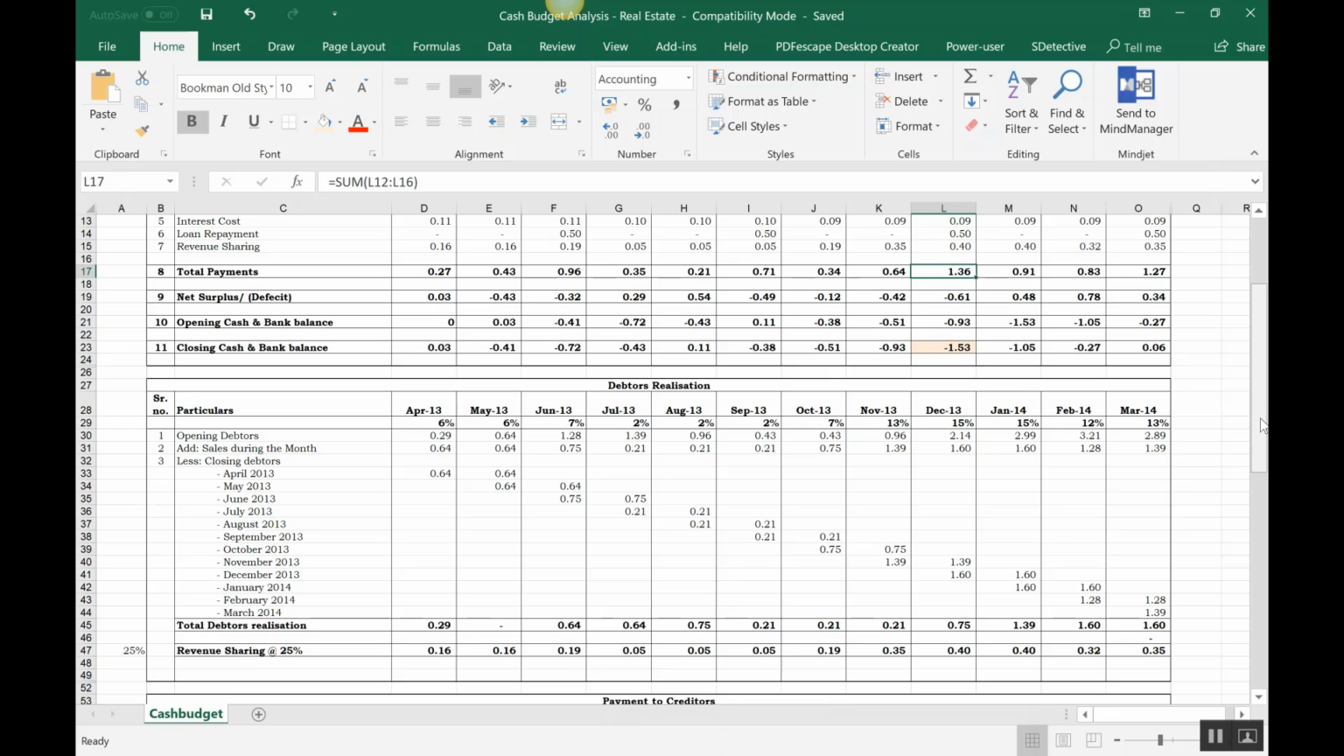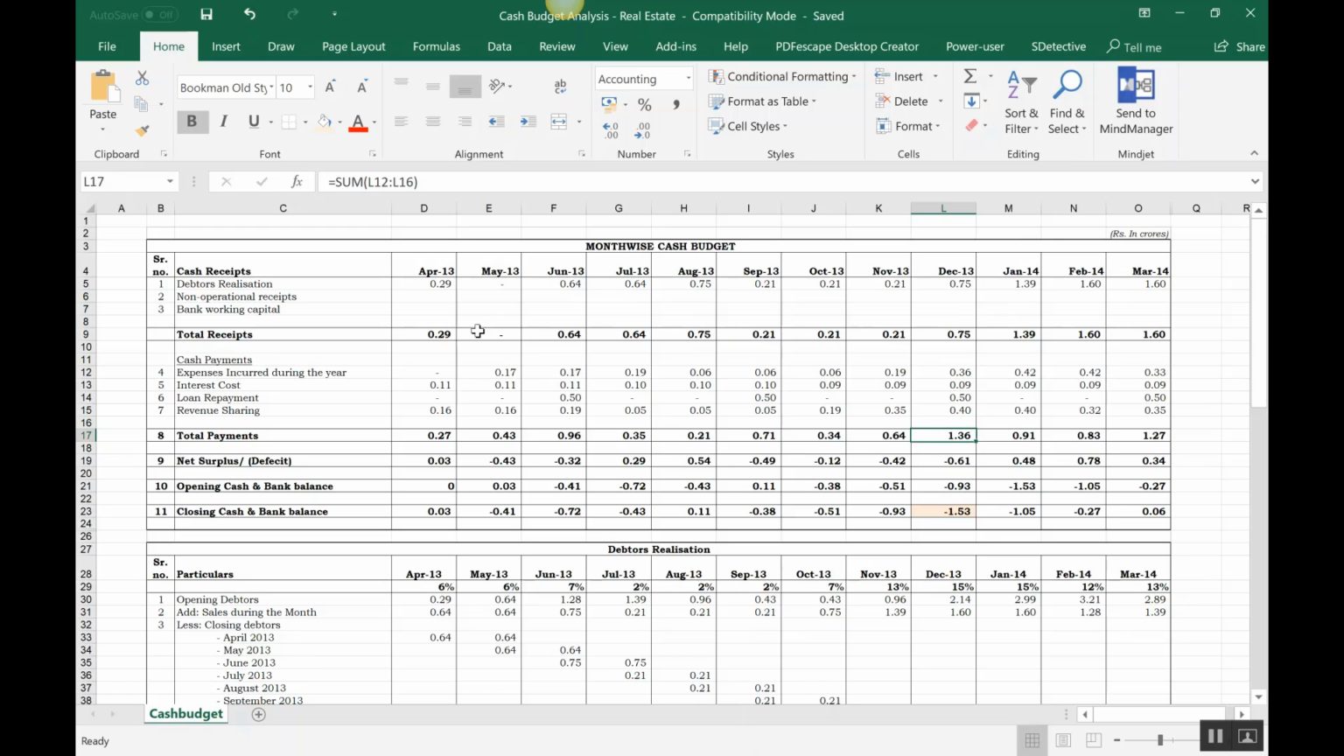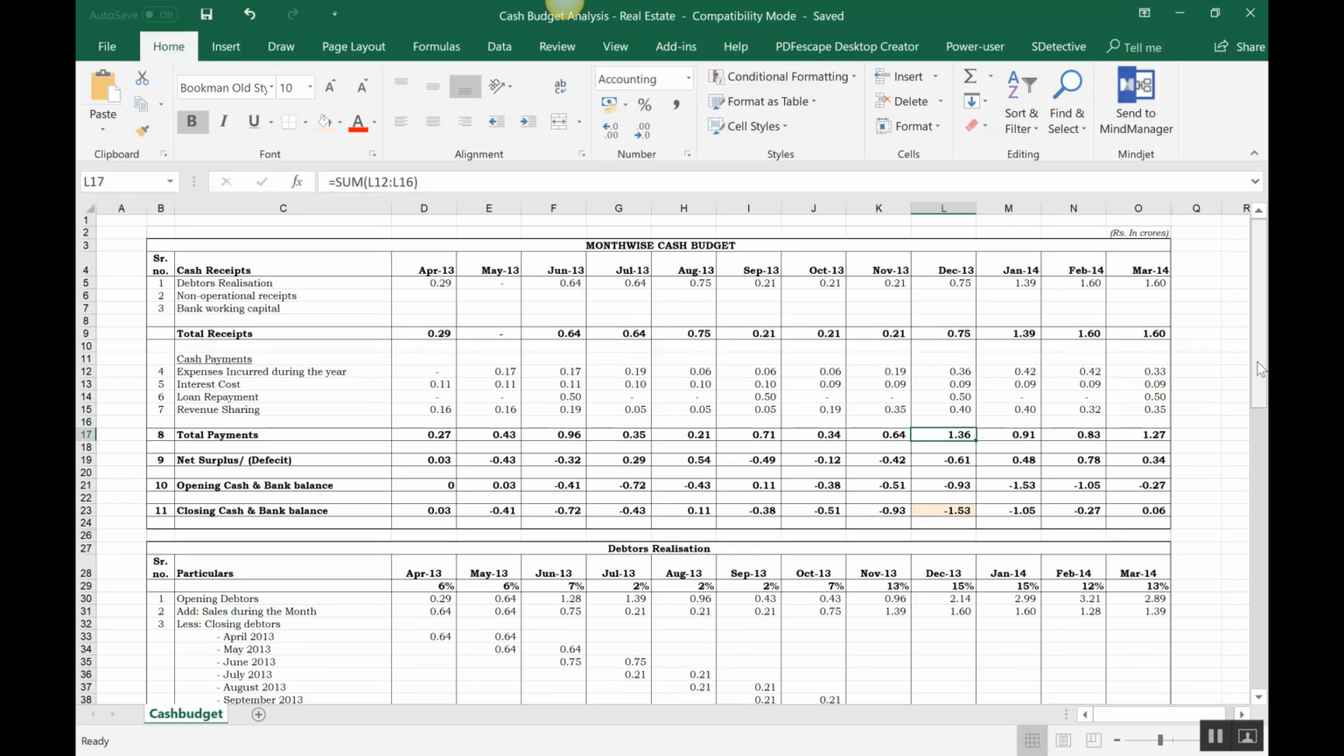So this is the figure which is then taken on the top over here, as you get to see. So this is the debtors realization segment. Then non-operational receipts: there may be some non-operational income as well, but there is no figure out here. And the third is the bank working capital. This is the objective for which the study is done. So it is not placed with any figure at this point of time, because that's the decision that has to come up as to how much of the working capital needs to be shared by the bank, right?